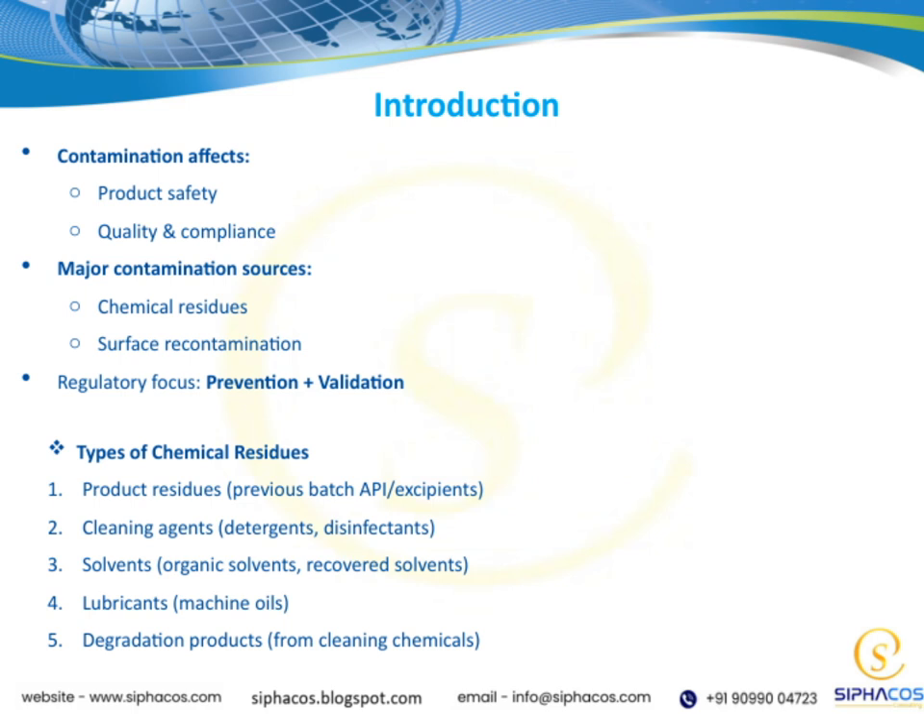layer of complexity. Understanding these various residues is critical because contamination impacts not just the safety of the product, but also its quality and regulatory compliance. Contamination can originate from multiple sources, mainly chemical residues and surface recontamination, which can compromise the integrity of the final product. This is why regulatory agencies emphasize prevention and validation. It's about proactively controlling these residues to ensure safety, quality, and compliance throughout the manufacturing process. Addressing these points helps us maintain high standards and protect patient health.